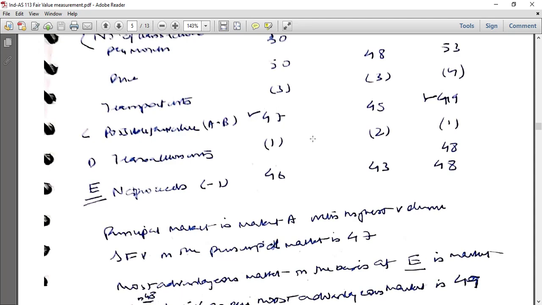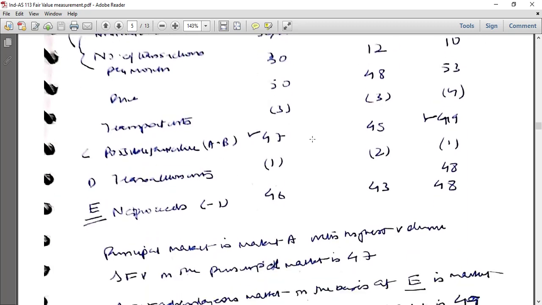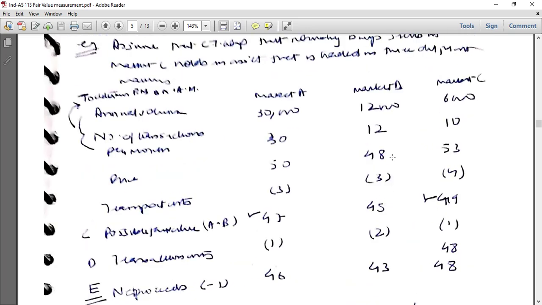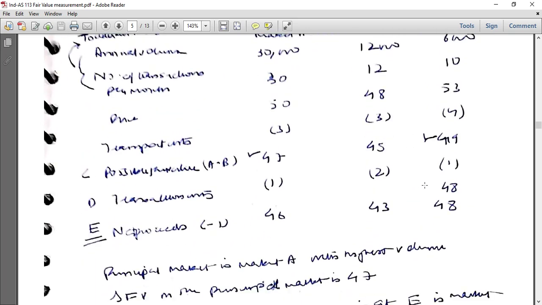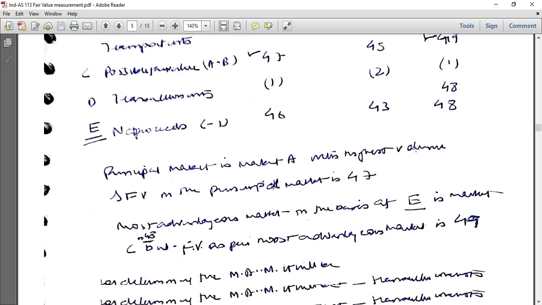And to determine the most advantageous market, we'll have to deduct transportation cost and transaction costs as well. So after deducting transaction costs, market B has a value of 43 and market C has a value of 48. Hence, market C would be the most advantageous market, and the fair value would be after deducting the transportation cost of 4. So 49 would be the fair value for the most advantageous market.